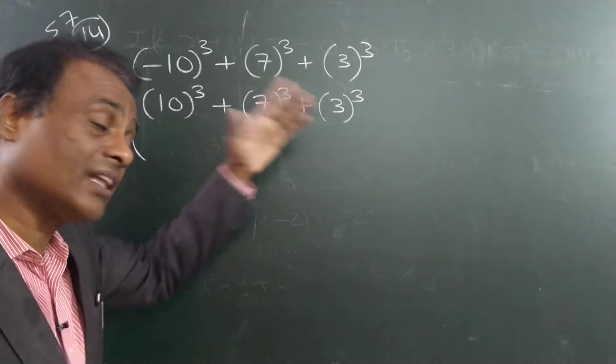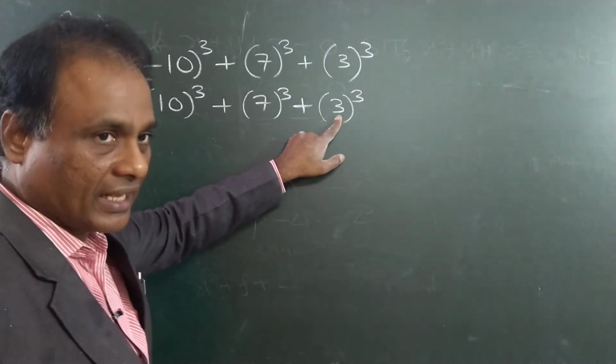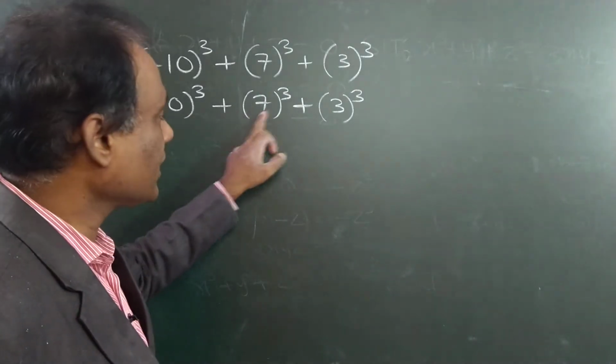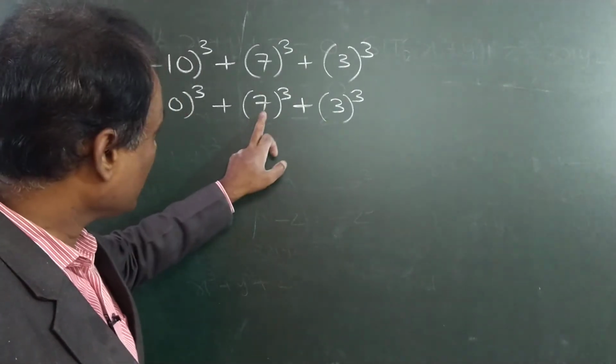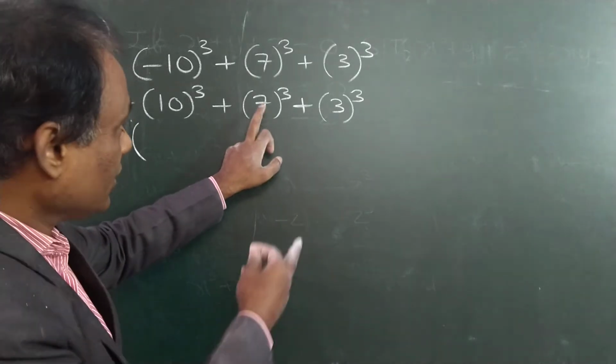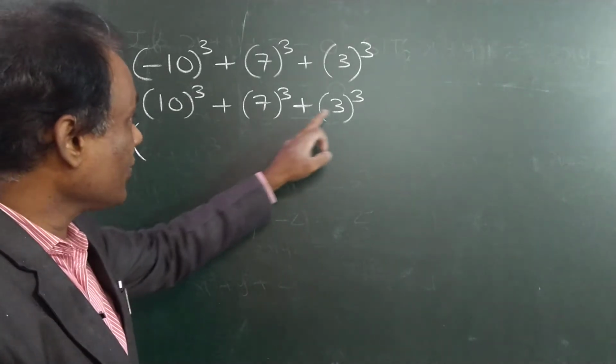Any one you write in terms of the other. 7, 3 can be written as 10 minus 7. 10 minus 7 is 3. 7 can be written as 10 minus 3. Or 10 can be written as 7 plus 3.